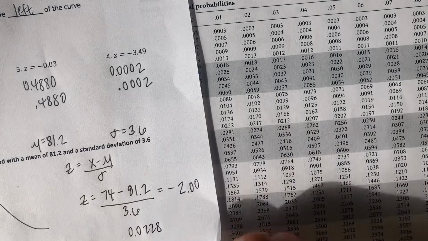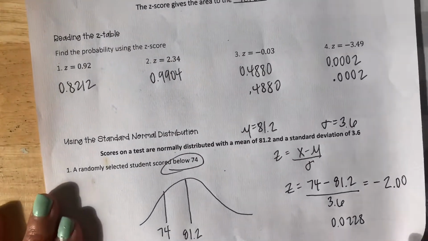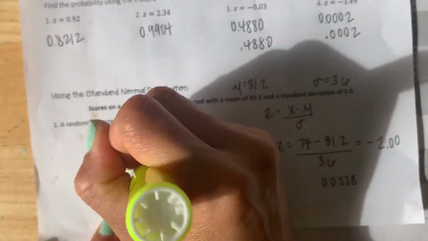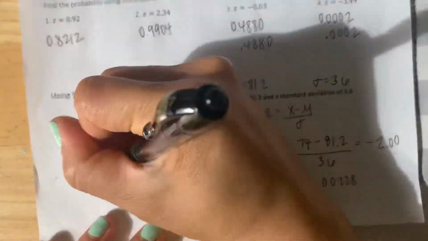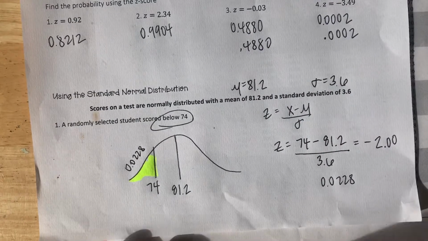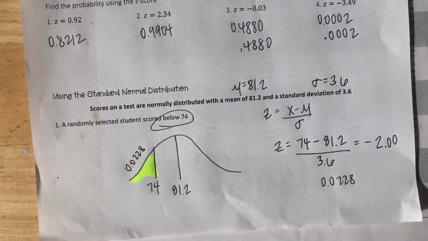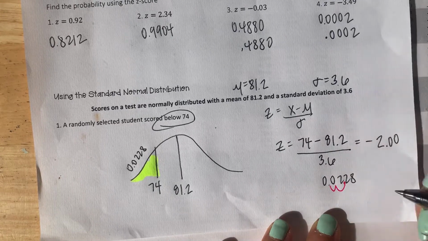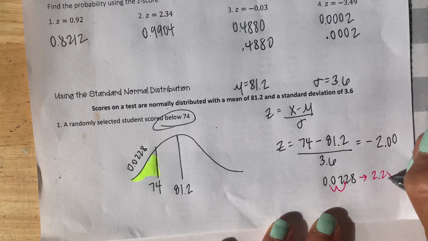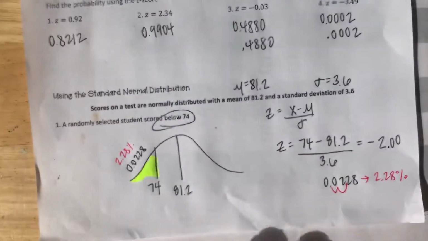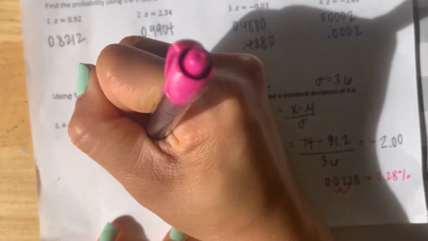So what does this number even mean? This means that from 74 this way is 0.0228. Now, if you remember how to convert from decimal to percentage, you move the decimal place 2 times to the right. So this is 2.28%. Either way is fine. I accept both answers.